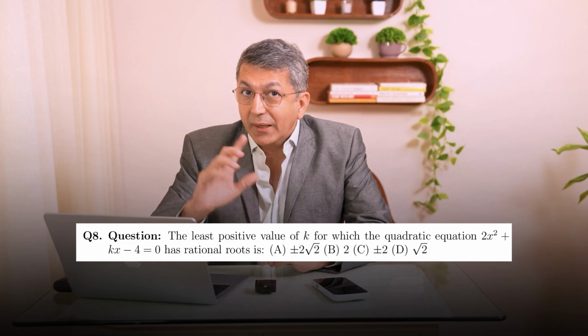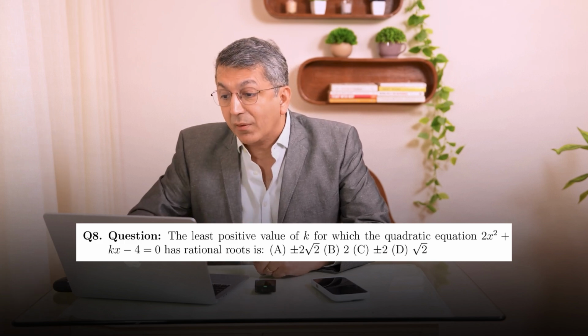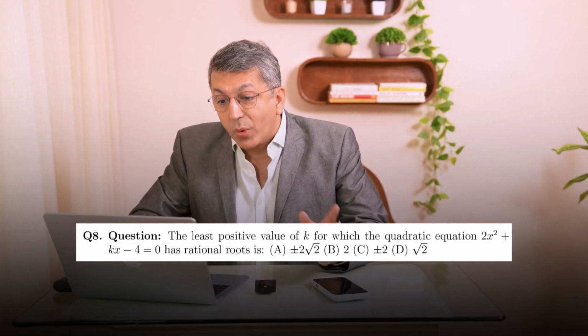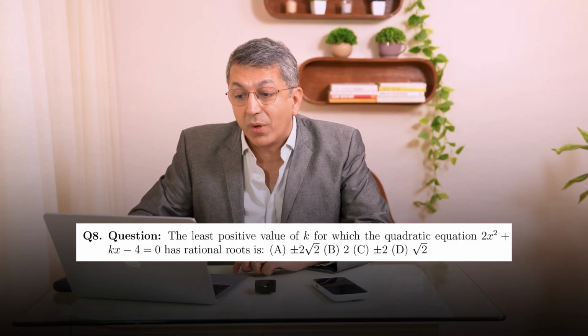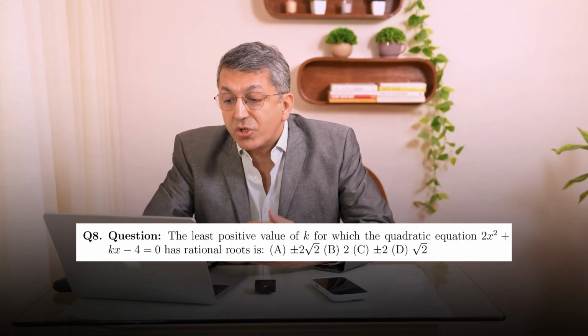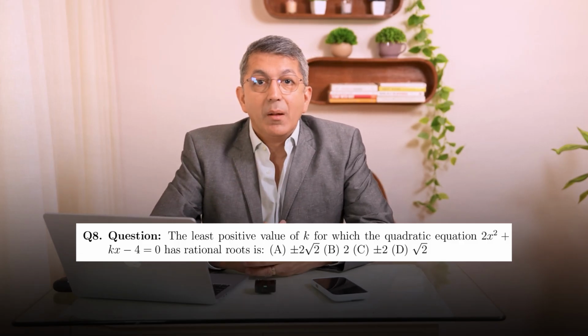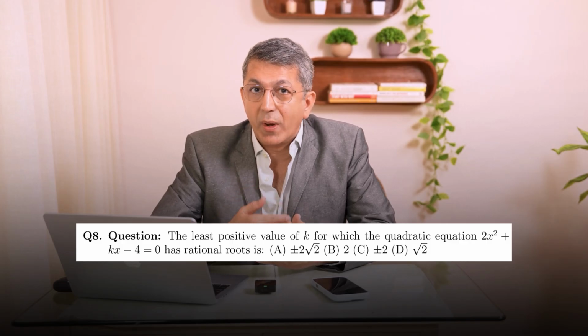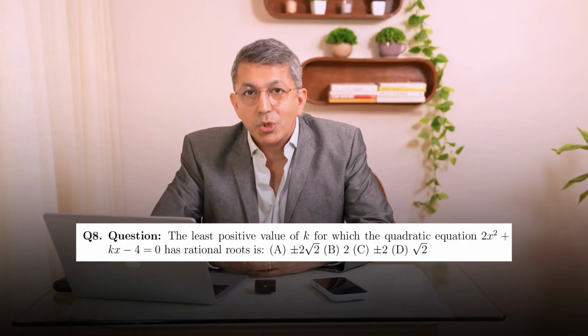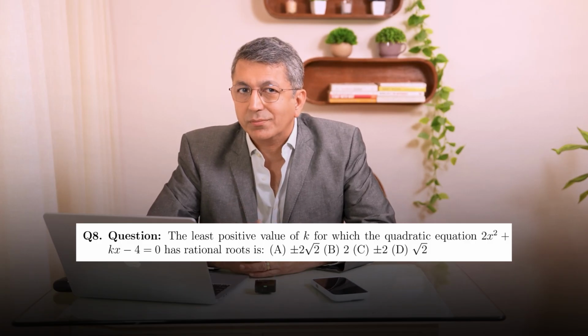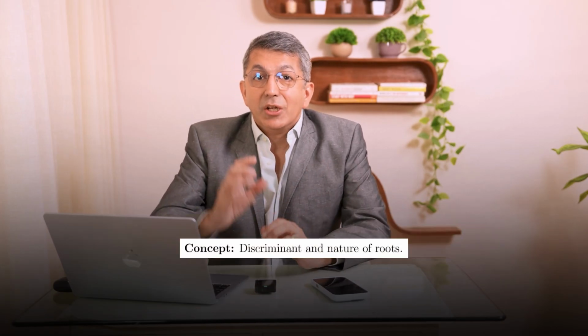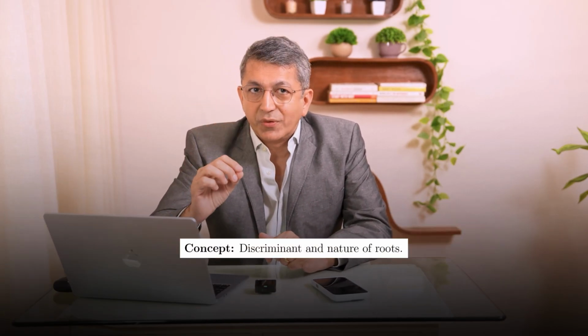Question 8. The least positive value of k for which the quadratic equation 2x squared + kx - 4 = 0 has rational roots is A. plus or minus 2 square root 2, or B. 2, C. plus or minus 2, or D. square root of 2. Concept: discriminant and nature of roots.